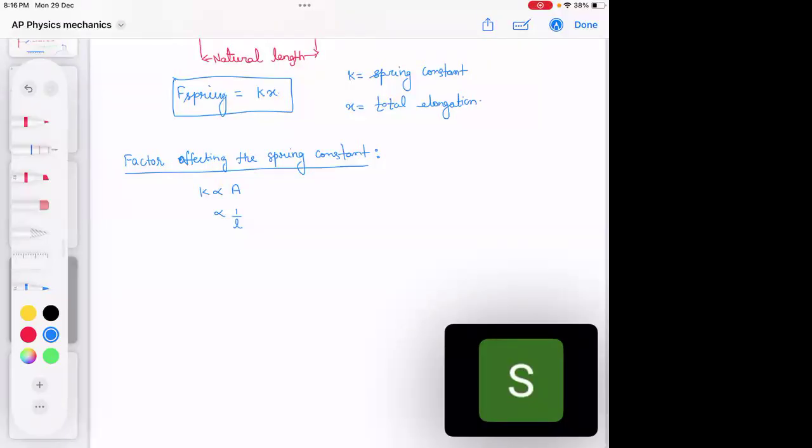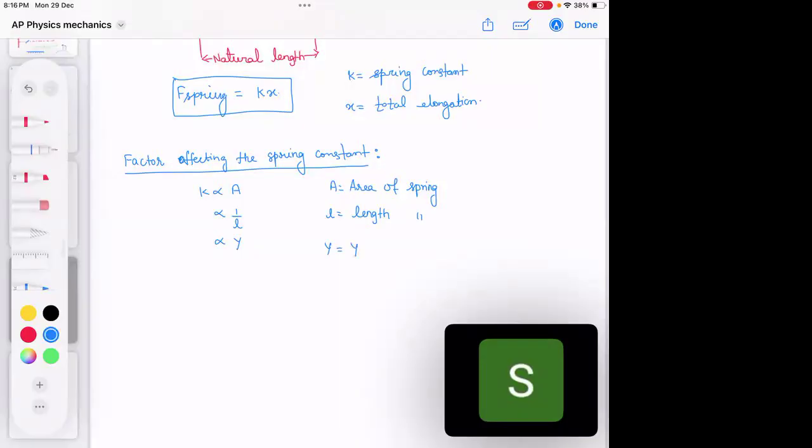See, which spring is easy to compress? The smaller one or the bigger one? It will be the bigger spring which will be easy to compress or elongate. And the third one, it depends on the property of the material. What is A here? A is the area of cross section of a spring. L is the length of a spring. And what is Y representing? Y is actually Young's modulus of the material.